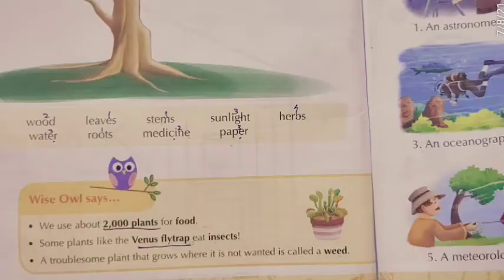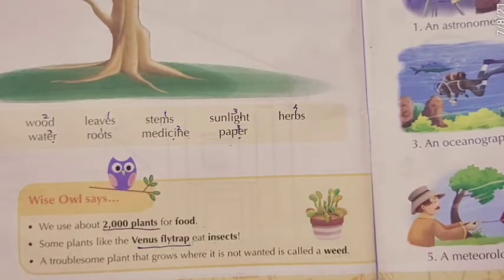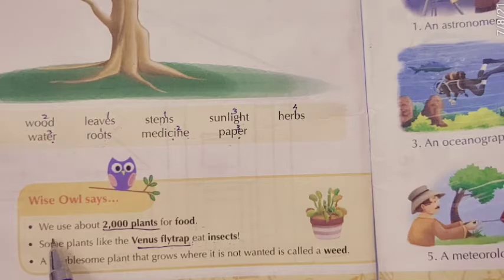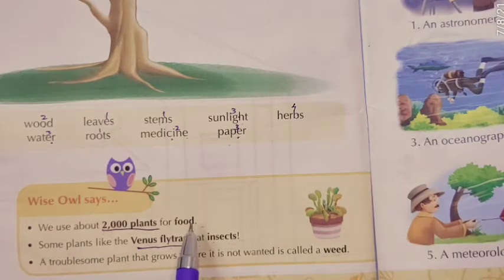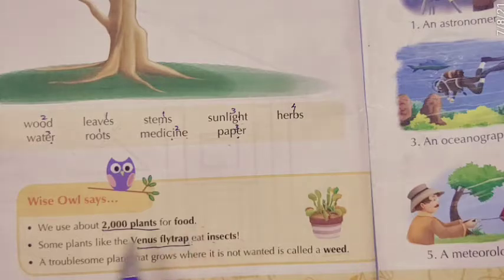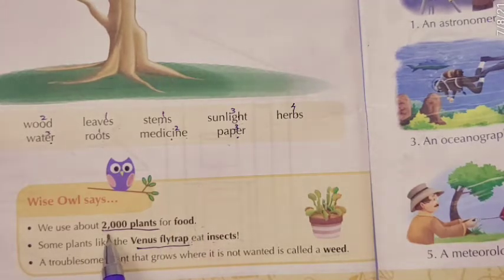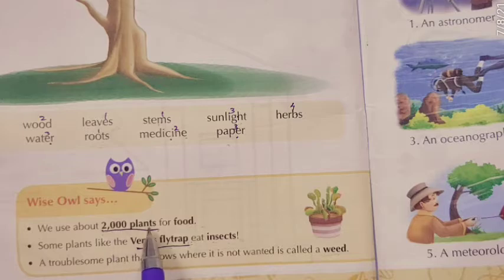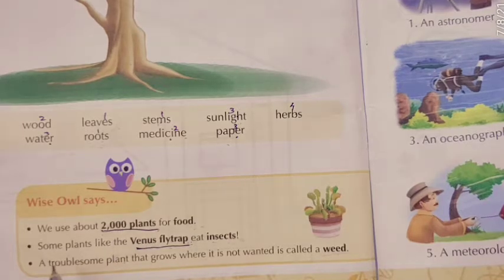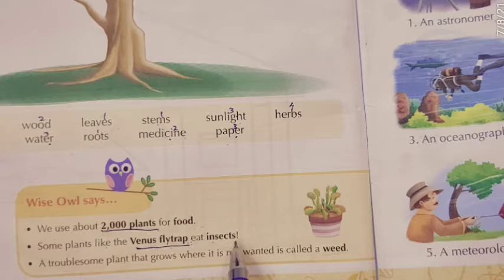Okay, look here, inside the box: we use about 2000 plants for food. Just underline that, 2000 plants. How many plants do we use for food? Nearly 2000 plants. Okay, the next one, some plants like the Venus flytrap eat insects.